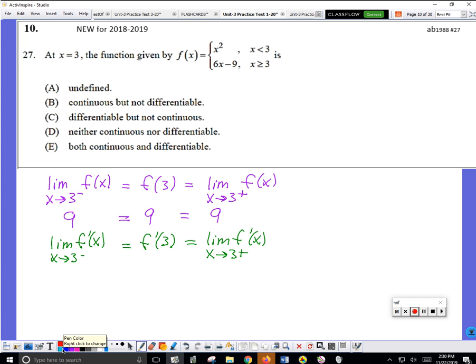Finding the left and right limit of f prime helps you figure out if it's differentiable. The reason why is this. If a function's continuous at x equals 3, what are the only two ways the function could not be differentiable at x equals 3? Vertical tangent and corner.